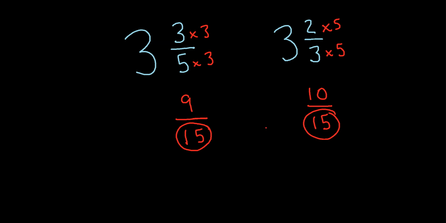So now to know which one is larger, we just compare the numerators. So we can see that 10 is greater than 9. Or in other words, 10/15 is greater than 9/15. Or in other words, 2/3 must be greater than 3/5. So we can go ahead and draw the greater than sign towards 3 2/3. So that's how you can compare mixed numbers with the same whole number. Simply convert their fractions to have the same denominator, and then it becomes very easy to compare the two.